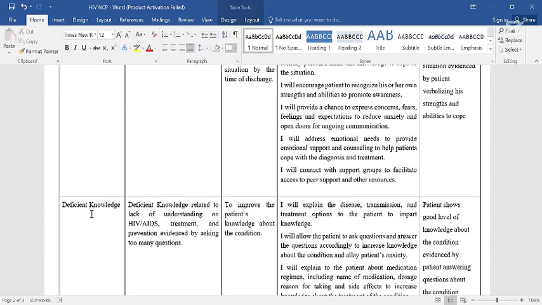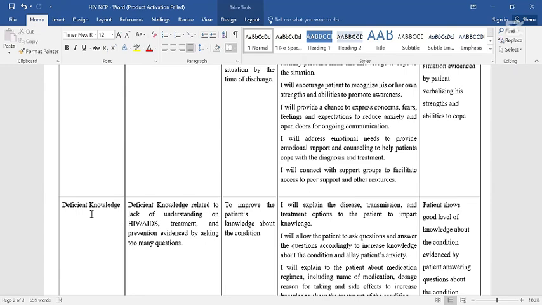Move to the next one, which is knowledge deficit or deficient knowledge. So you find that the patient will not have enough information about the condition. So that is a problem in nursing. As a nursing problem, we put it as knowledge deficit. So the nursing diagnosis is knowledge deficit related to lack of understanding on HIV and AIDS, treatment and prevention, evidenced by asking too many questions.